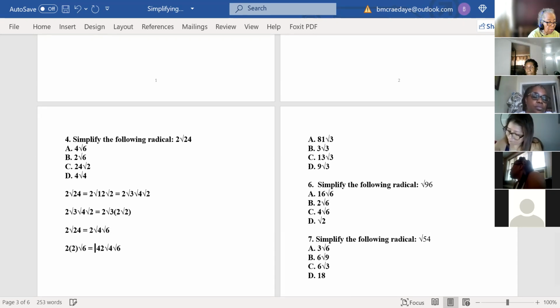Equal, and this will be the number 4 times the square root of 6, and that's answer what? A. Answer A.